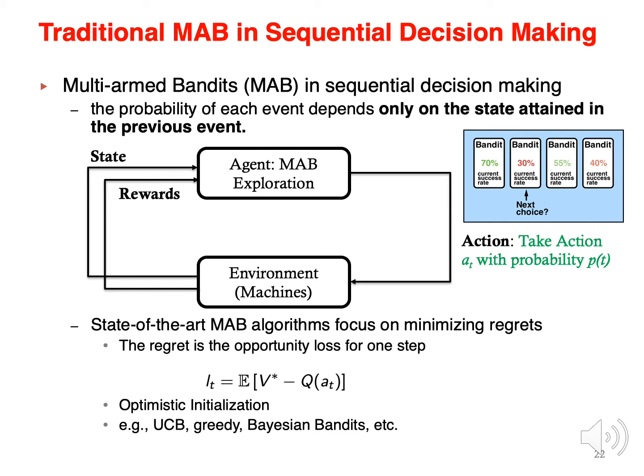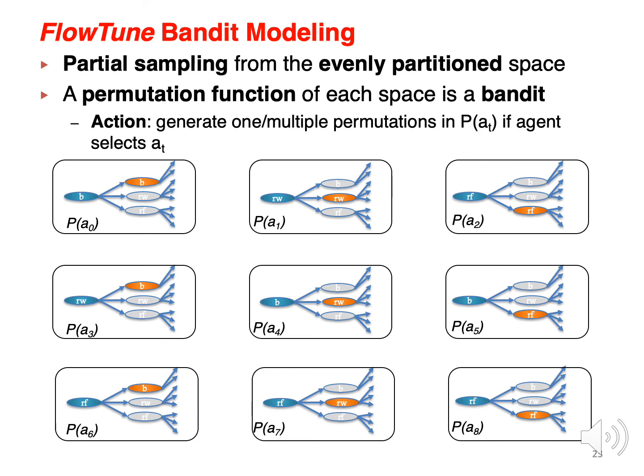So our approach, Flowtune, basically uses the same concept and state-of-the-art algorithms to learn the distribution. I list some of these here. At the end we choose UCB, but for more information about MAB, you can find it in the paper. So let's see how Flowtune models the bandits.